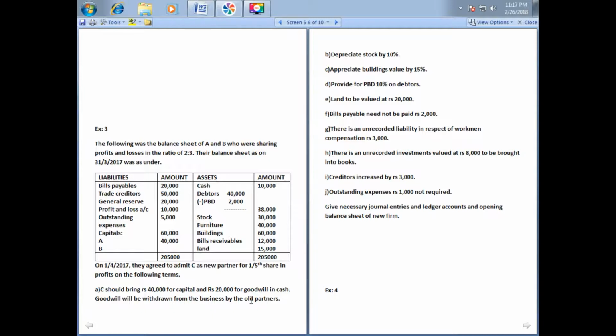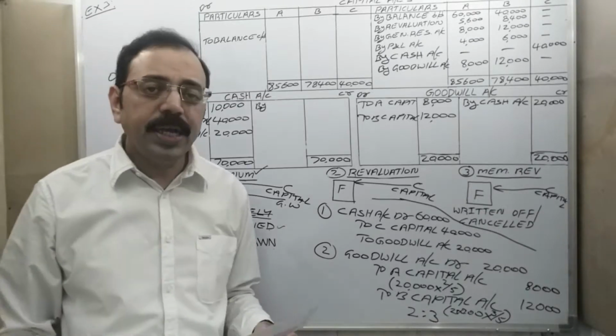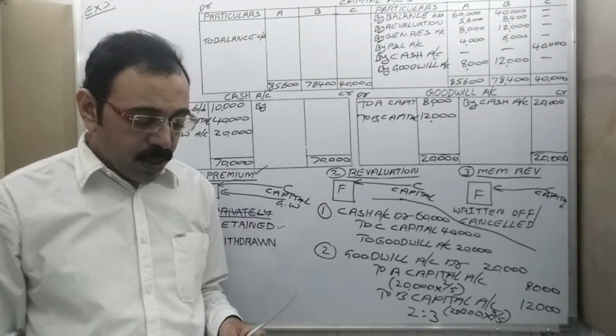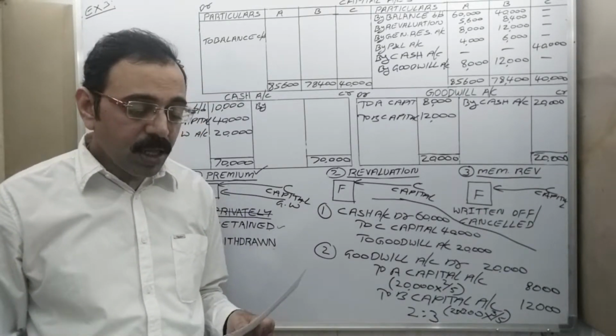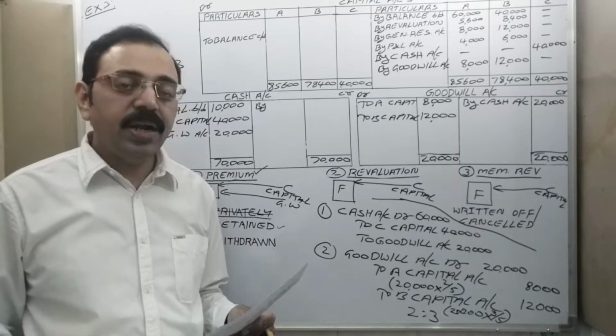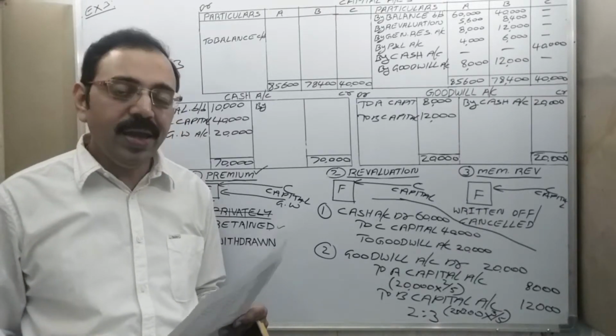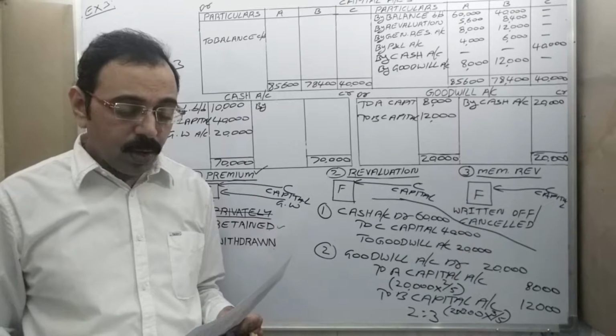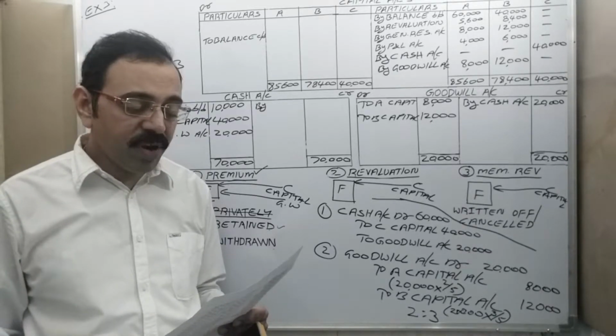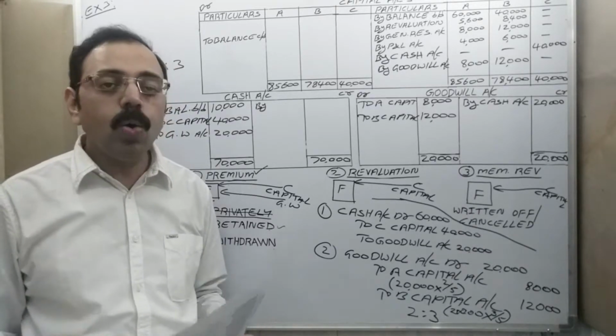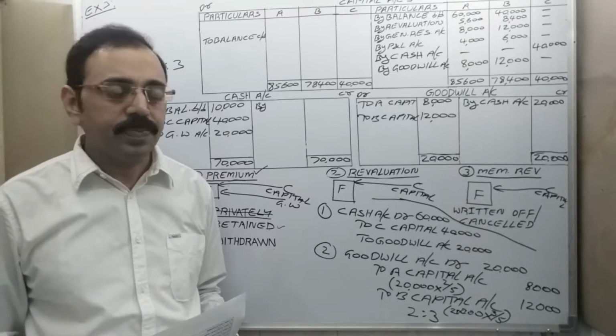In that case, how to solve the problem? Which method we should follow to adjust the goodwill? Let us see. See the adjustment number A. C should bring 40,000 for capital and 20,000 for goodwill in cash. Goodwill will be withdrawn from the business by the old partners.